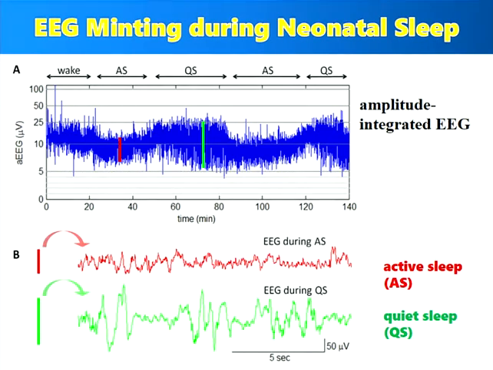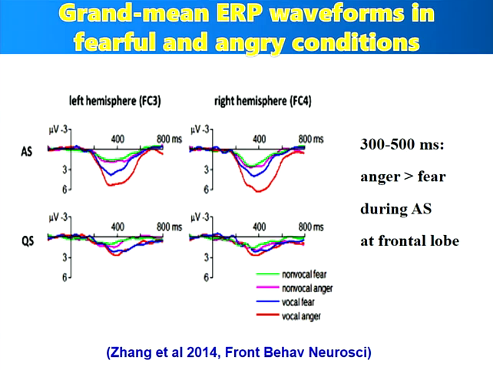Okay, during baby sleep, we recorded the ECG wave. Here we can see that the red one is the baby's active sleep. The green one shows the quiet sleep. We can see from this slide, they have a difference between anger and fear during the baby's active sleep.